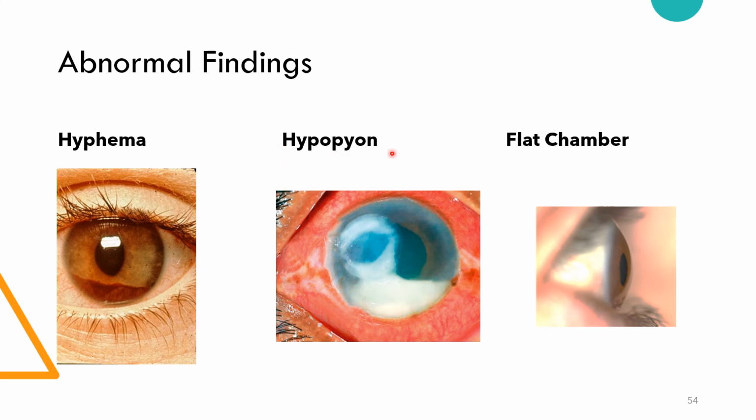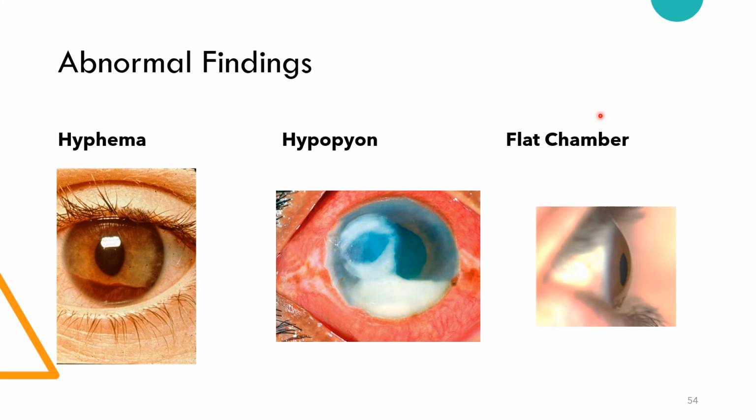Here in the middle, we see a hypopyon. On the surface, we see a corneal ulcer, and then behind the corneal ulcer, between the iris and the cornea, we see this white deposit. This is pus, and this is usually indicative of a very bad infection in a patient.